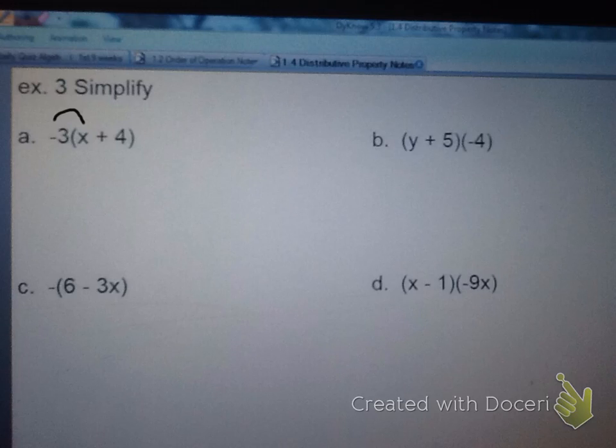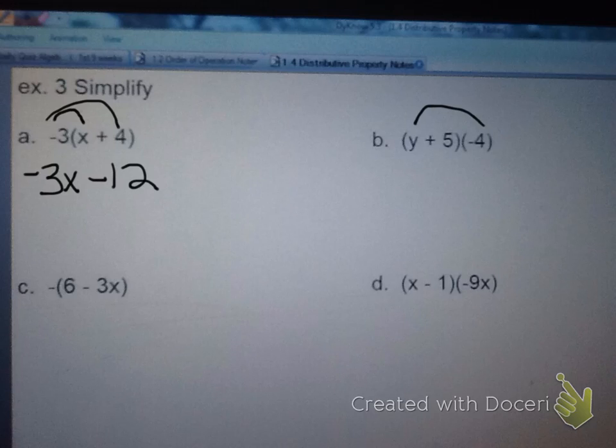Let's look at example 3. Now, you've got to be careful about the signs. That is a negative 3, so we are distributing the negative. So we're multiplying by a negative. Negative 3 times x is a negative 3x. And negative 3 times a positive 4 is a negative 12. When we go to write it, we write it as a minus 12 because negative means minus.